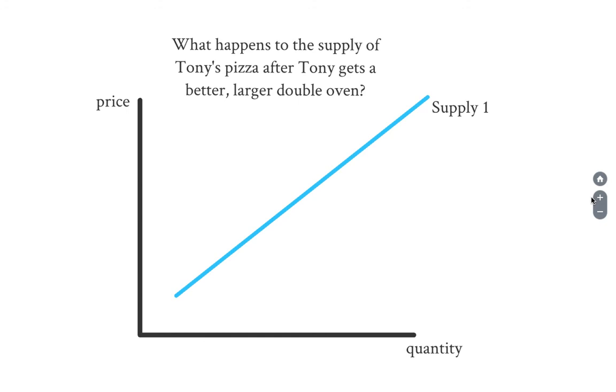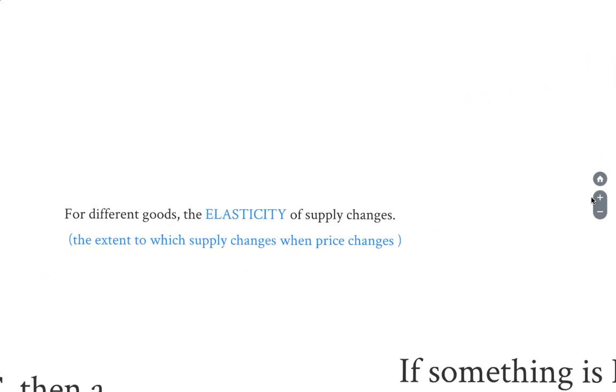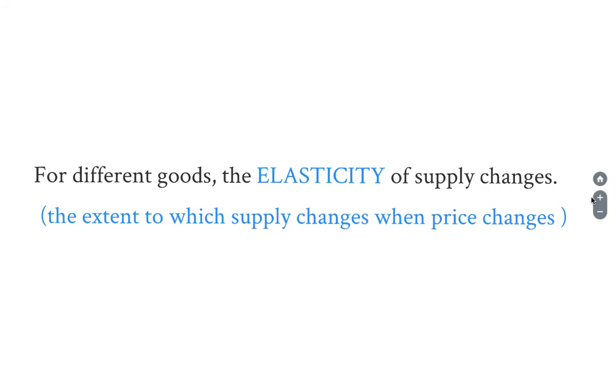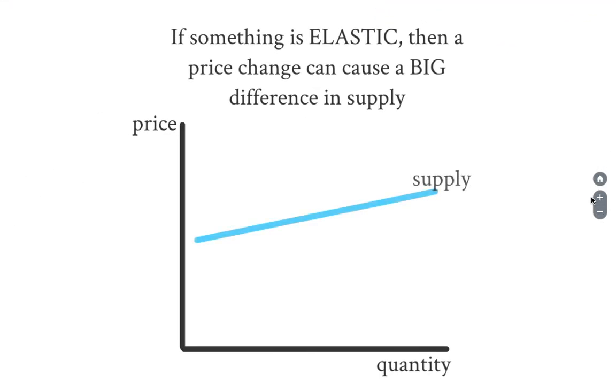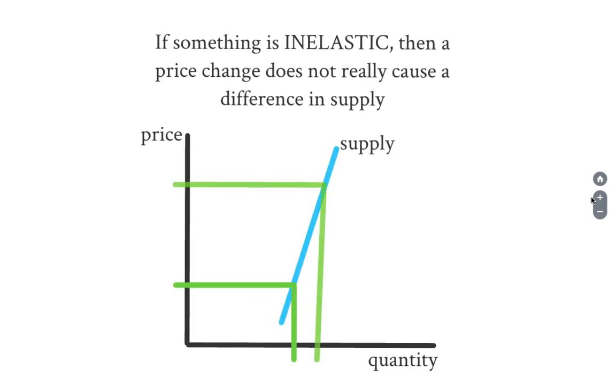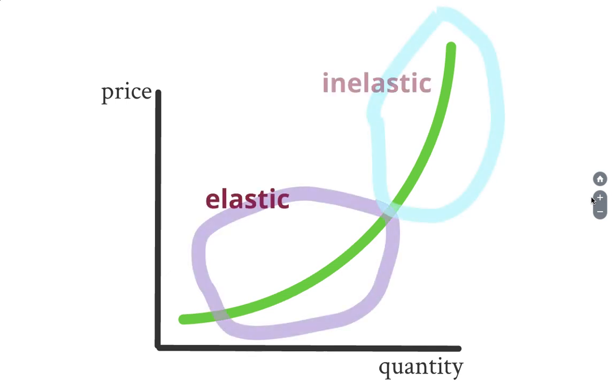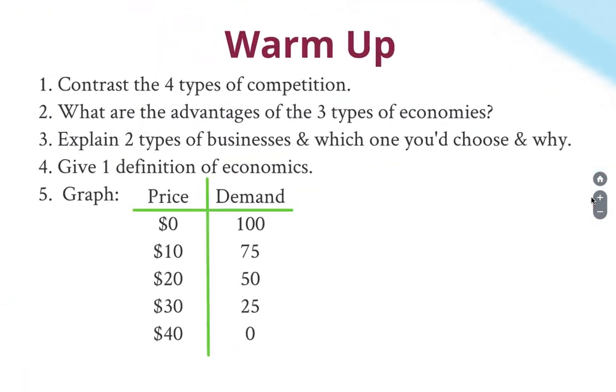What happens to the supply of Tony's Pizza after he gets a better, larger double oven? Well, now he can make more pizza, so his supply goes up due to technology. So elasticity is pretty much the same thing with supply as it was with demand. Don't overthink that. That's what an actual supply curve looks like. Don't worry about that as much.